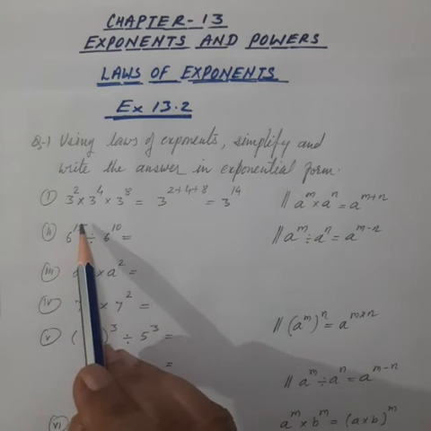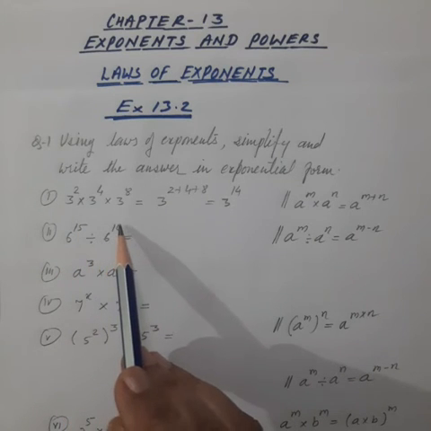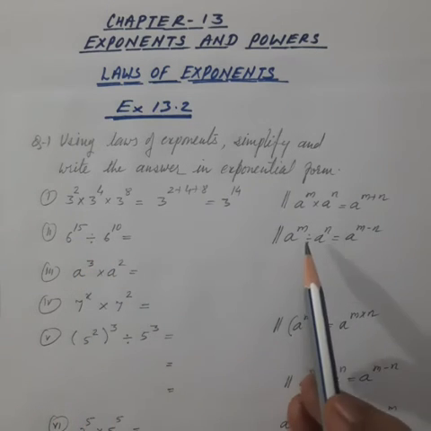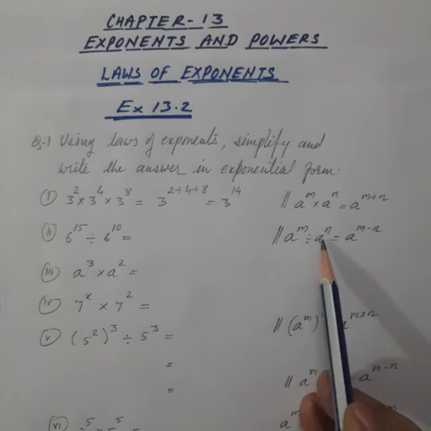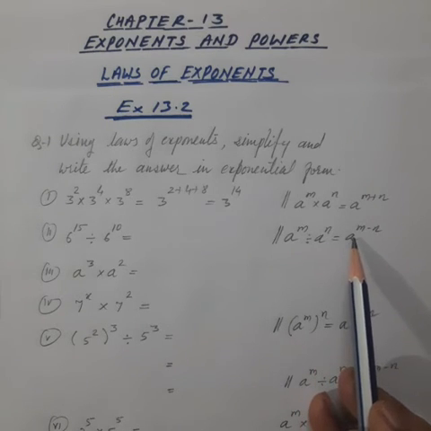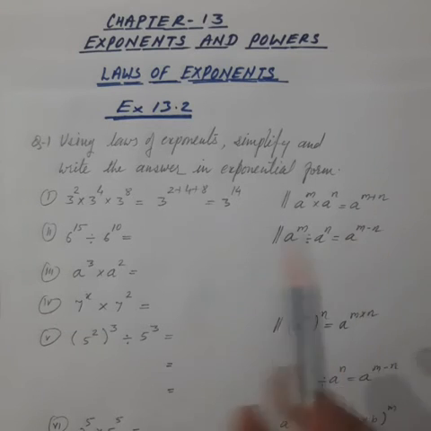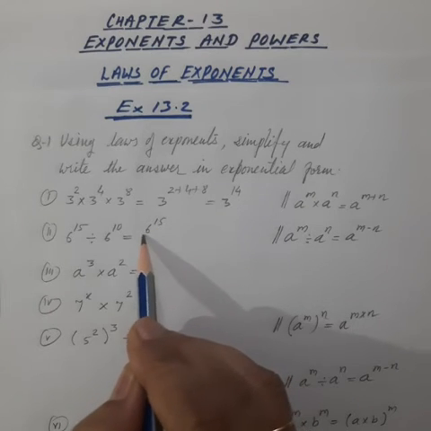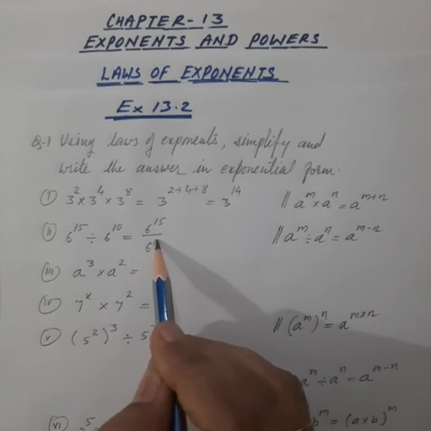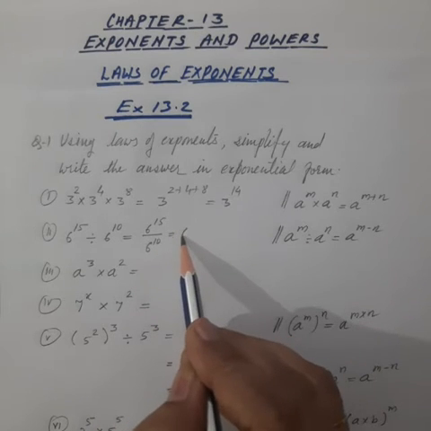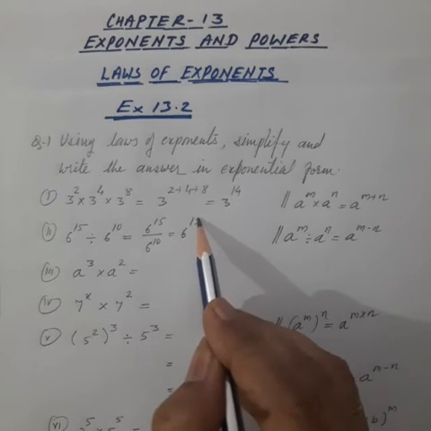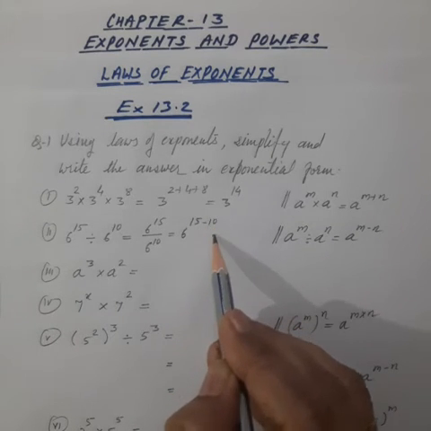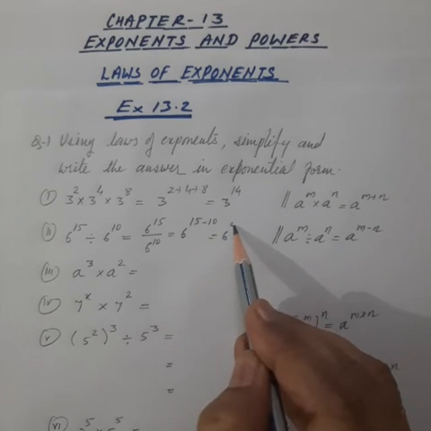Second, 6 raised to the power 15 divided by 6 raised to the power 10. Here bases are the same and the numbers are divided. We know this law: when the numbers with the same bases are divided, keeping the base the same, the powers are subtracted. Here the power in the numerator is greater, 6 raised to the power 15 in the numerator and 6 raised to the power 10 in the denominator. So keeping the base the same, find the difference of the powers in the numerator. 6 raised to the power 5.